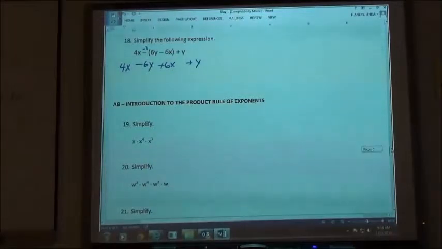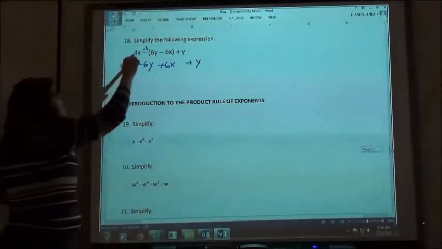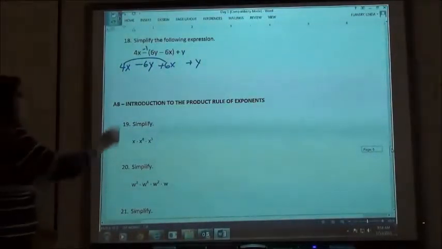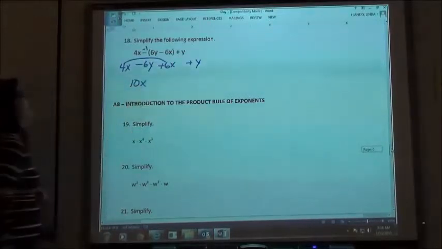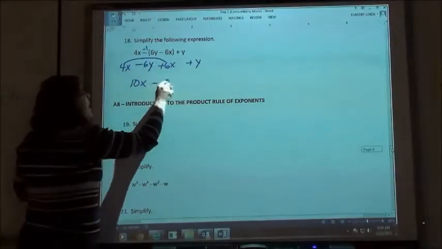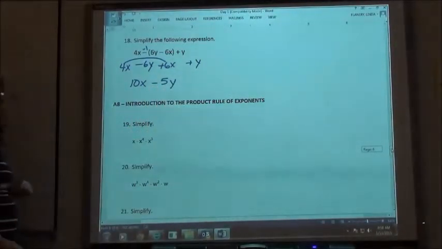Combining my like terms, 4x plus 6x. Oh, 10x. I'm still multiplying. Negative 6y plus y. Negative 5y. So 10x minus 5y.